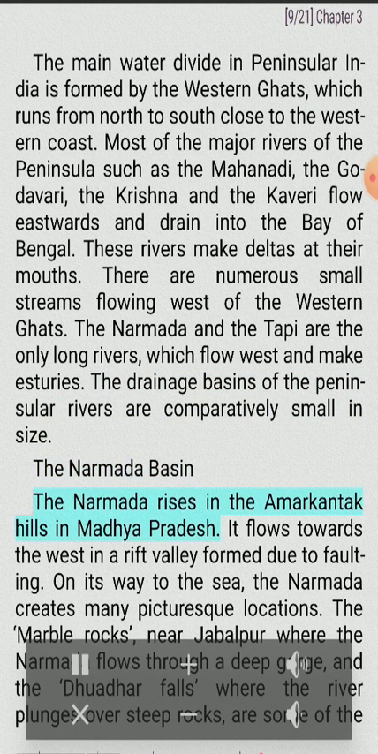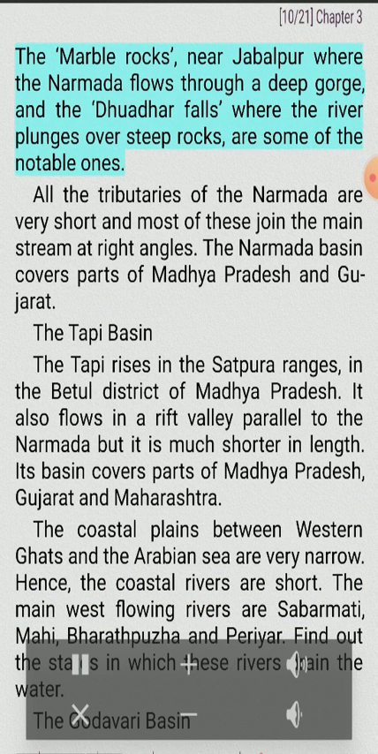The Narmada Basin. The Narmada rises in the Amarkantak Hills in Madhya Pradesh. It flows towards the west in a rift valley formed due to faulting. On its way to the sea, the Narmada creates many picturesque locations. The Marble Rocks, near Jabalpur, where the Narmada flows through a deep gorge, and the Dhuandhar Falls, where the river plunges over steep rocks, are some of the notable ones. All the tributaries of the Narmada are very short and most of these join the main stream at right angles. The Narmada Basin covers parts of Madhya Pradesh and Gujarat.